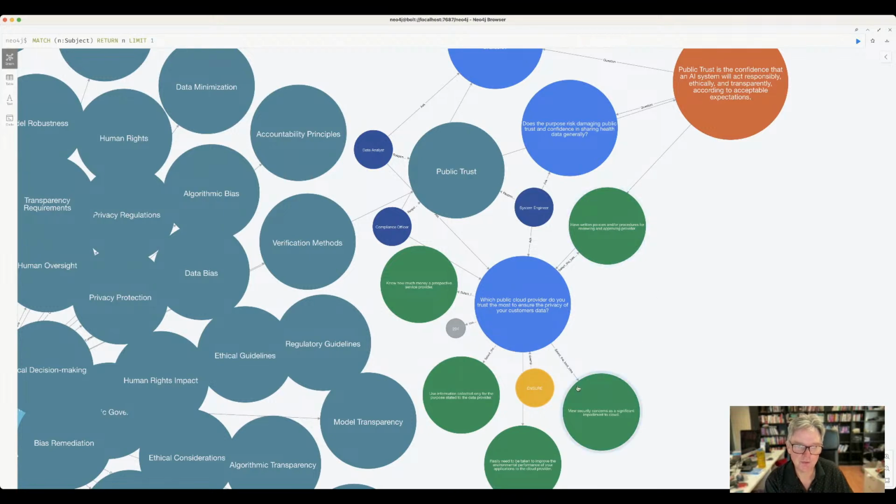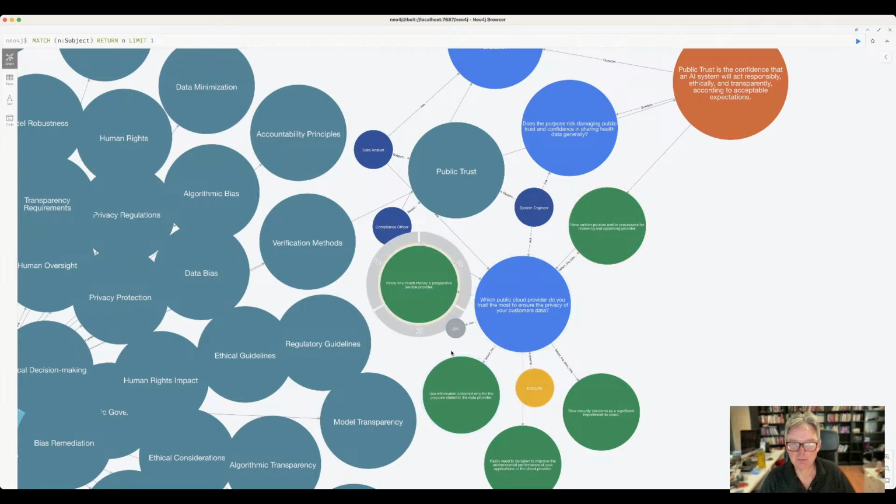Those are the green balls here when you're dealing with that question. Which public cloud provider do you trust the most to ensure the privacy of your customers' data? The people who are dealing with that are the system engineer, compliance officer, and data analyst. It's related to public trust. And once you're talking with them, you're looking for these types of answers and making sure that we do these things. Have written policies and or procedures for reviewing and or approving providers.